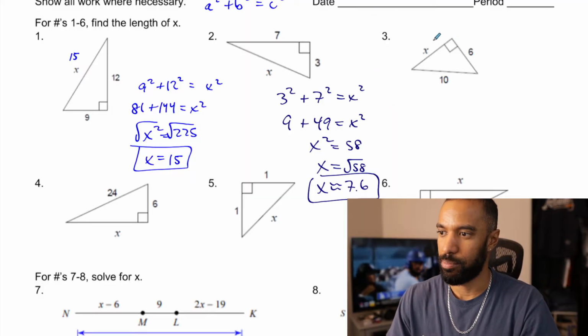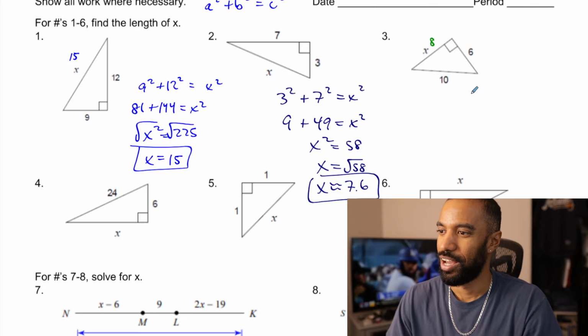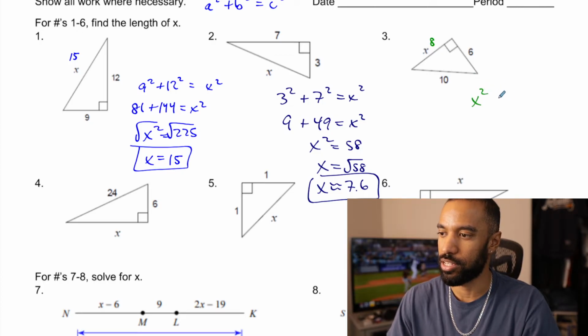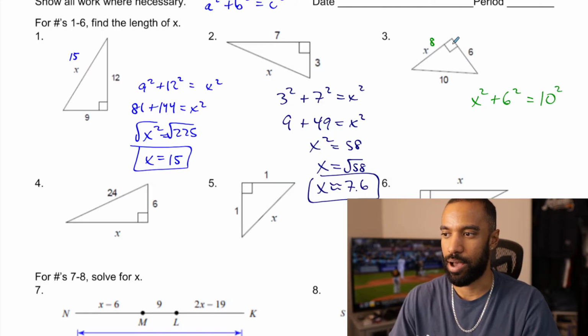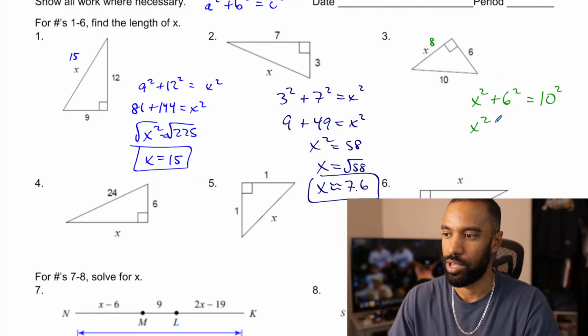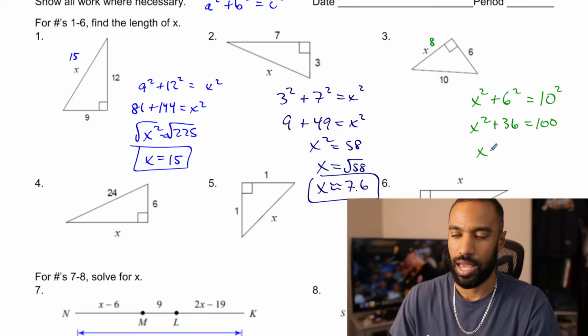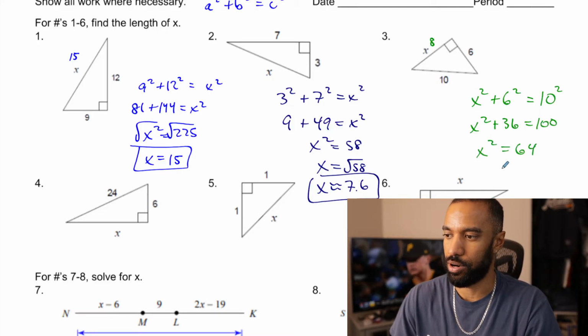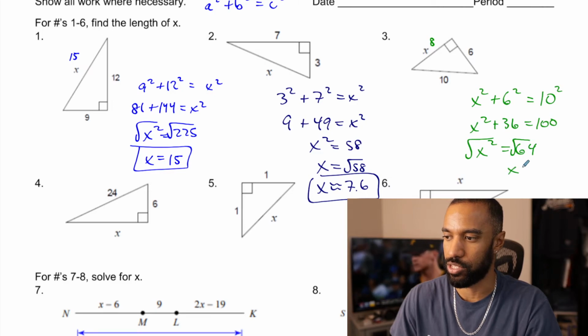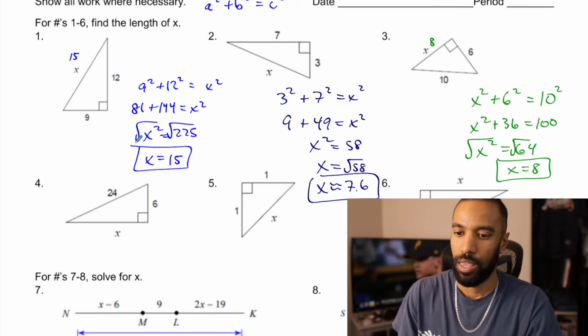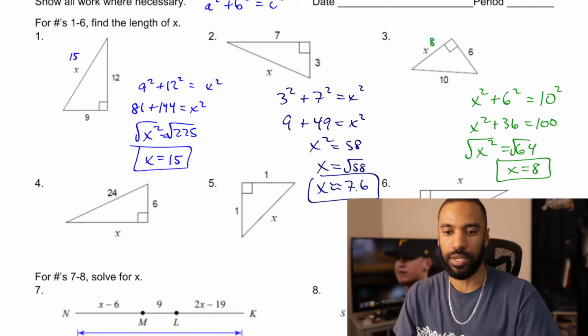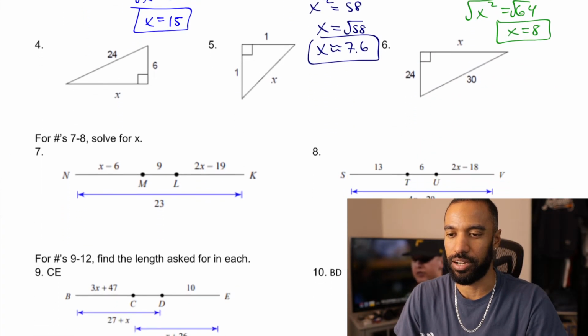All right, this length is going to be 8. Now, the difference here is this time x is not the hypotenuse. X squared plus 6 squared equals 10 squared. 10 is the hypotenuse. It's the one opposite the right angle. So x squared plus 36 equals 100. X squared equals 64. Take the square root of both sides and you get x equals 8. Okay, so you see what's going on. Let's see if we can now start to do these a little more mentally.